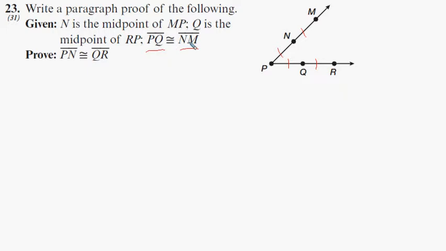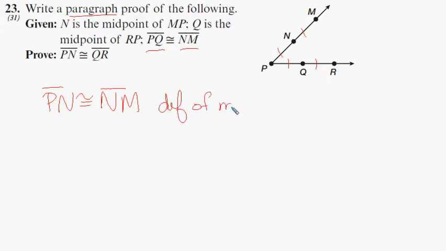So let's just verbalize what we need to for the paragraph proof. We can say that PN is congruent to NM by the definition of the midpoint. Definition of midpoint. Okay, we can also say that PQ is congruent to QR by the definition of midpoint.